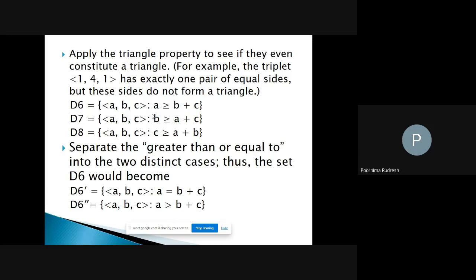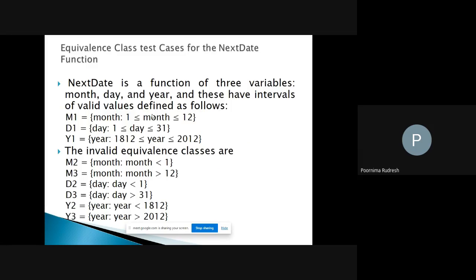Yes, construction of the test cases by using the equivalence class testing. Any doubt? Yes, ma'am. Okay, no ma'am. No doubt, then I'll move on to one more example, that is the next date function.